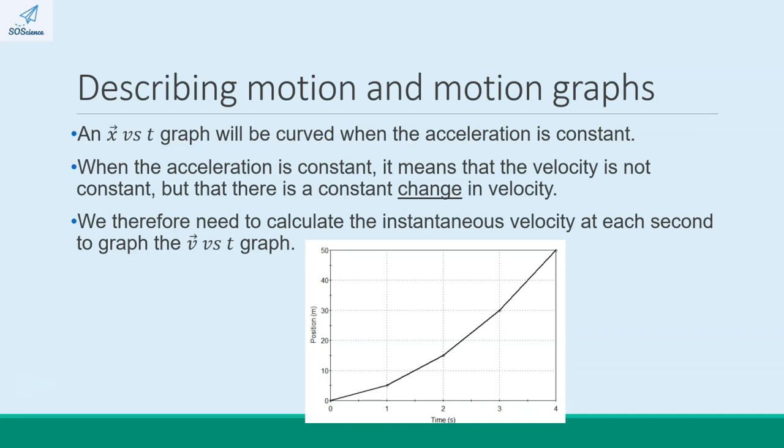We therefore need to calculate the instantaneous velocity at each second in order to be able to graph the velocity time graph. Because we have the values of position and the values of time, we're able to work out the velocity at 1, 2, 3, and 4 seconds so that we're then able to graph the velocity time graph.